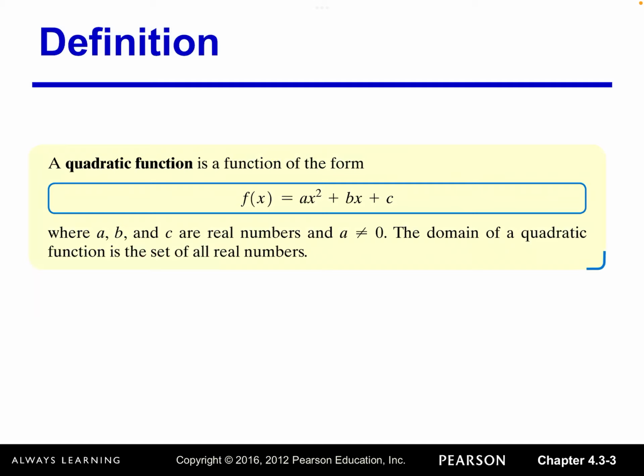So let's look at the definition first. What is considered to be a quadratic function? A quadratic function can be written in its standard form: f(x) = ax² + bx + c, where a, b, c are real numbers and the leading coefficient a is not equal to 0.